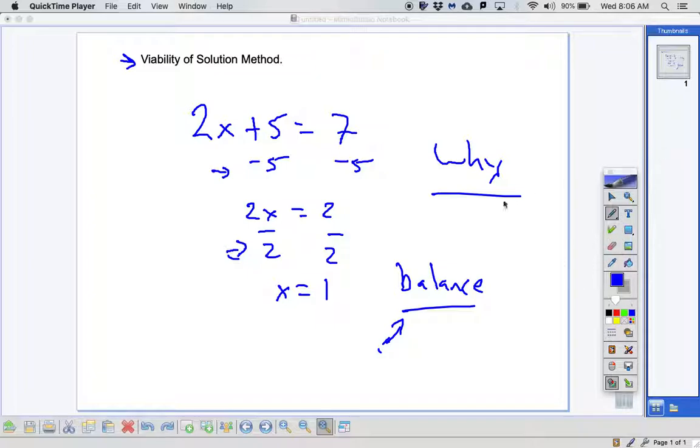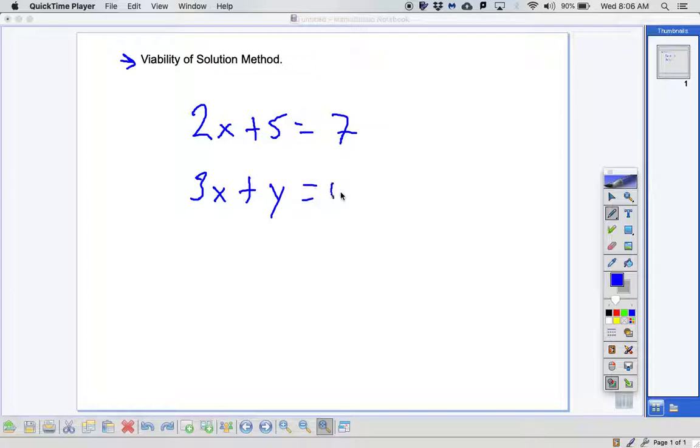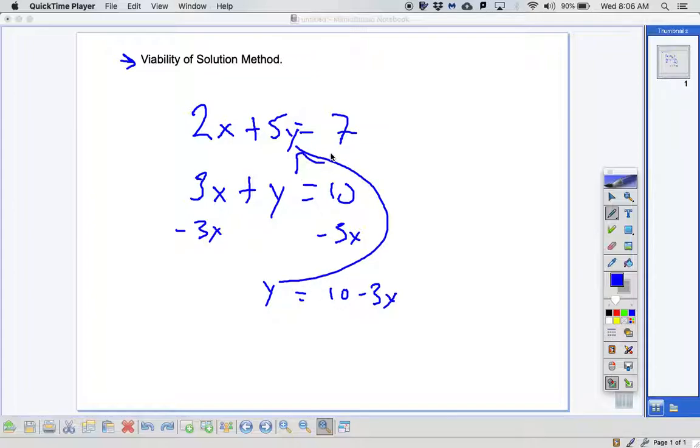A similar thing could happen with a system of linear equations. So let's say I have another equation here, 3x + y = 10, and we'll add a y up here. One method that you know how to solve is that you subtract 3x from both sides. So you get y = 10 - 3x, and then we substitute it. And the question was, why are we allowed to do that?